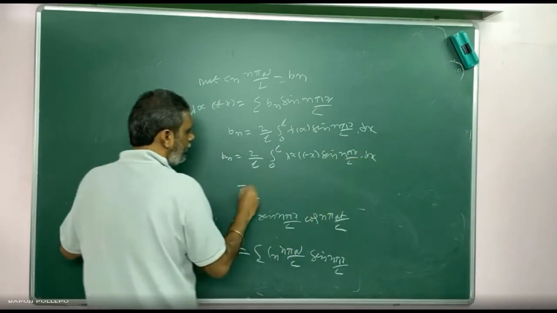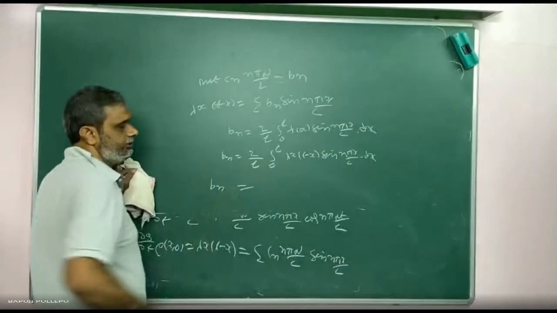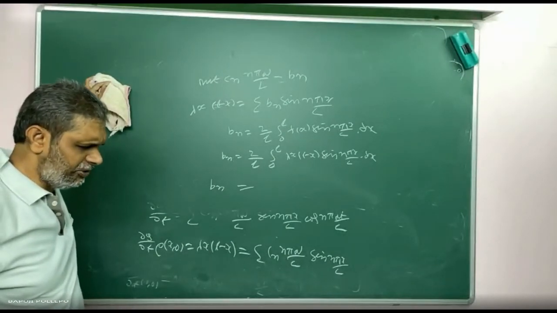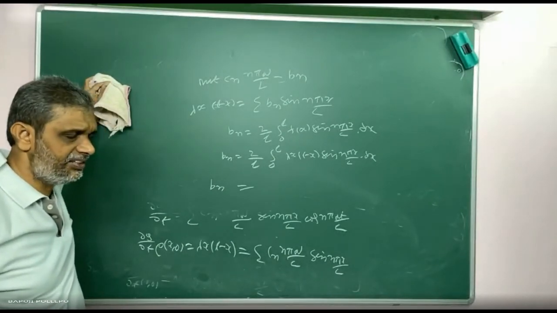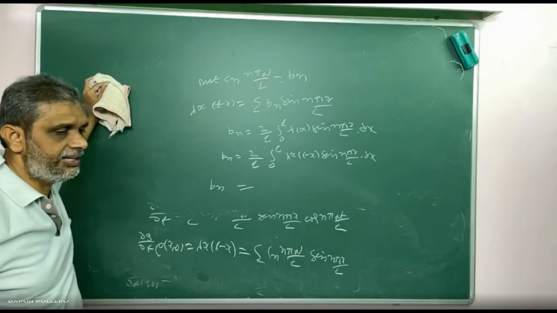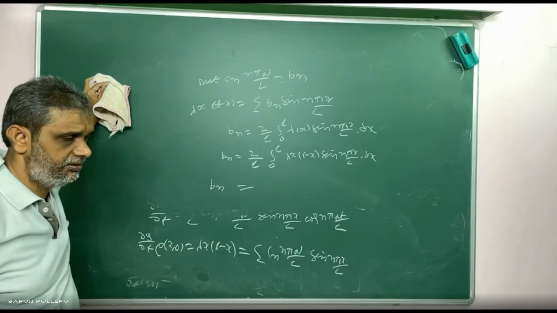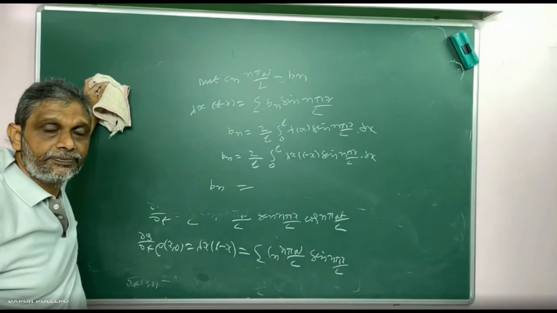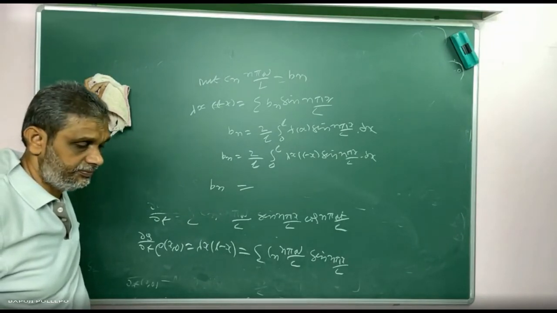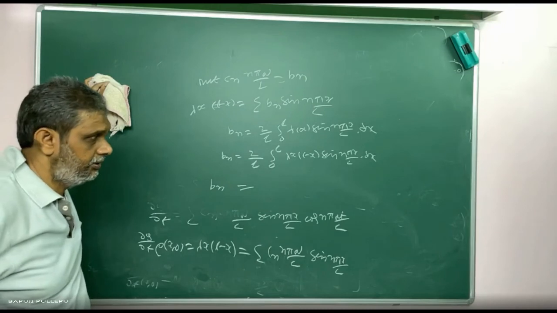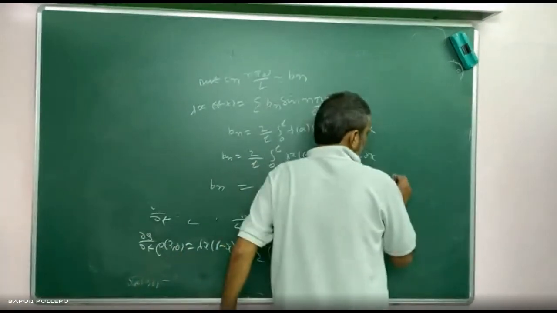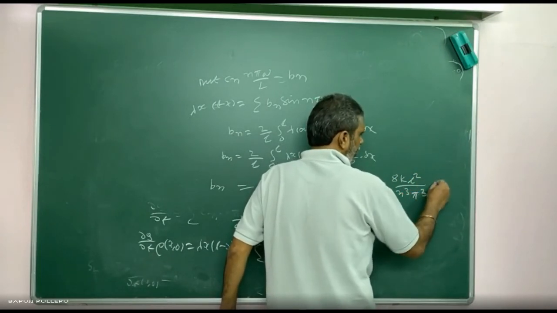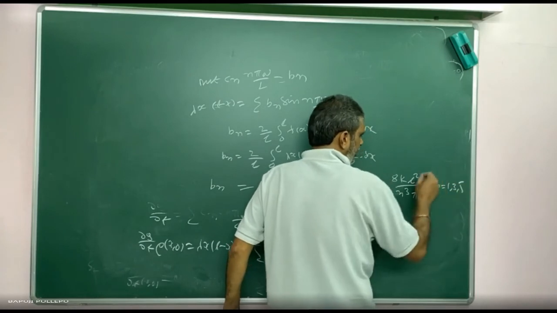For this we already got the solution. What is the solution? 8k L square by n cube pi cube, where n is an odd number. Check kx into (L minus x): what did we get? Here also I am skipping actually. Previous problem, kx into (L minus x), what did I get? 8k L square by n cube pi cube, n is odd value 1, 3, 5. Correct?